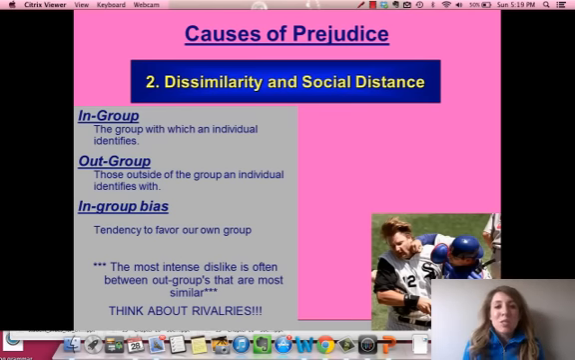And that's kind of common sense, because why would you want to be in a group that you don't like? And what's funny is that the most intense dislike often comes between out groups that are very similar. That's like Cubs and Sox, right? They come from a very similar place, so they have a lot of in-group bias. Same thing, junior-senior wars, right? They come from a similar place. That's how rivalries get started.